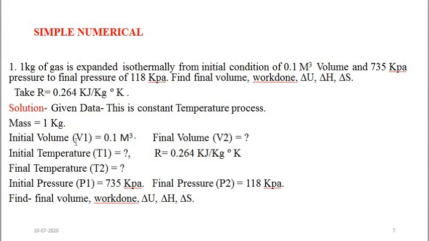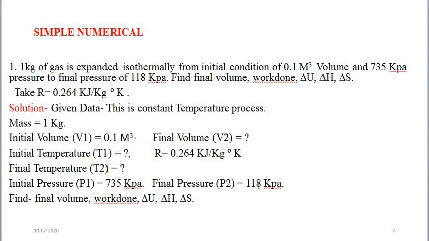Initial volume of the gas, V1, is equal to 0.1 meter cube. Final volume V2 we have to find out. Initial temperature T1 we don't know, it is not given in the problem. Final temperature T2 is also not given. Initial pressure P1 is equal to 735 kilopascal and final pressure is given, that is 118 kilopascal.